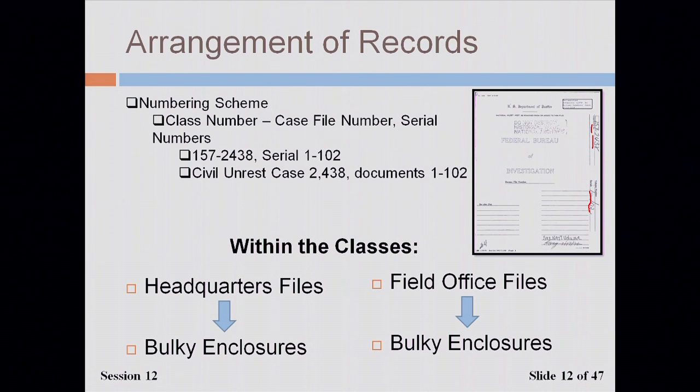Series can also be grouped according to whether it came from a headquarters or a field office. And underneath that, it can also be separated into the textual records and then the bulky enclosures. Bulky enclosures are basically files that were either too large and oversized to fit in with a regular 8 by 11 piece of paper, or artifacts that were also just bulky.